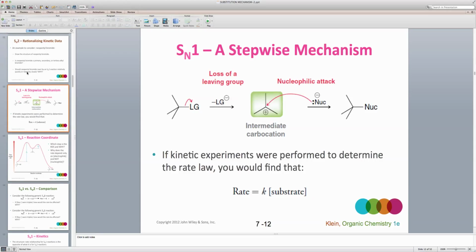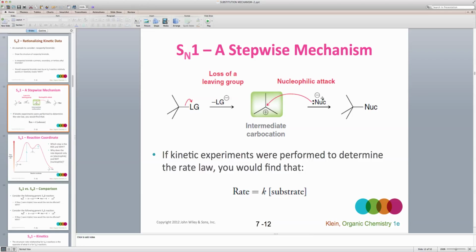First of all, notice the stepwise mechanism, which means it occurs in steps. In step 1, the leaving group dissociates. This is the rate limiting step to give this intermediate carbocation. Notice he also has a tertiary substrate as his example. This later will become significant because we will learn that, of course, tertiary carbocations are going to be much more stable than secondary, a fact and a series of observations that we've emphasized previously in class.